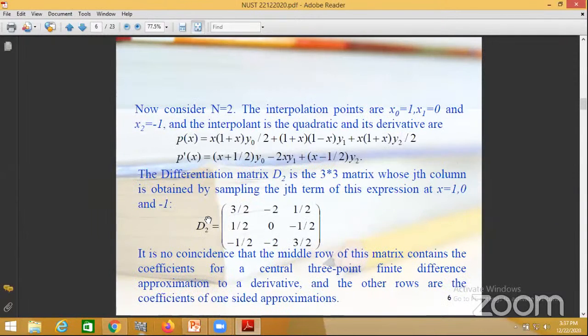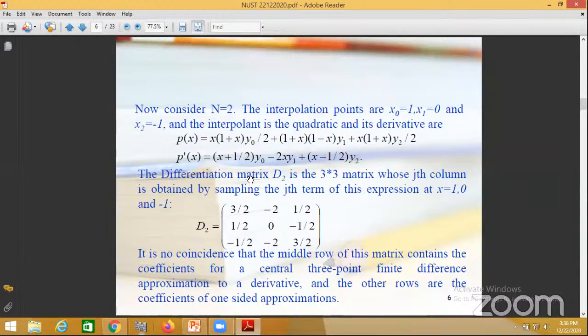In a similar way, now consider n is equal to 2. It means we have three collocation points. The interpolation points are x0 is equal to 1, which was evaluated by using x is equal to cos of j pi by n. So x0 is equal to 1, x1 is equal to 0, and similarly x2 is equal to minus 1. By using the same methodology of Lagrange's polynomial, we computed the polynomial p of x, which at x0 will be y0, at x1 will be y1, and at x2 will be y2. By taking the derivative of this p of x, we get p prime of x.